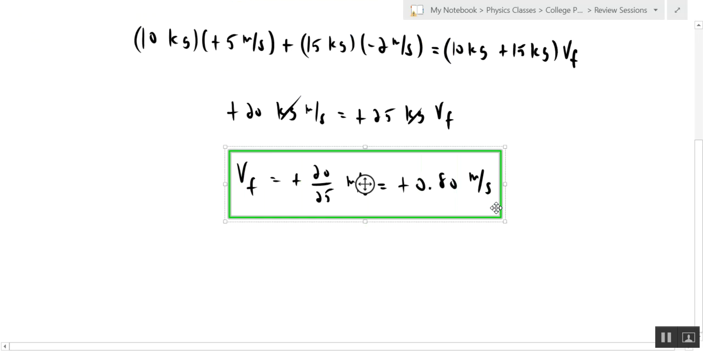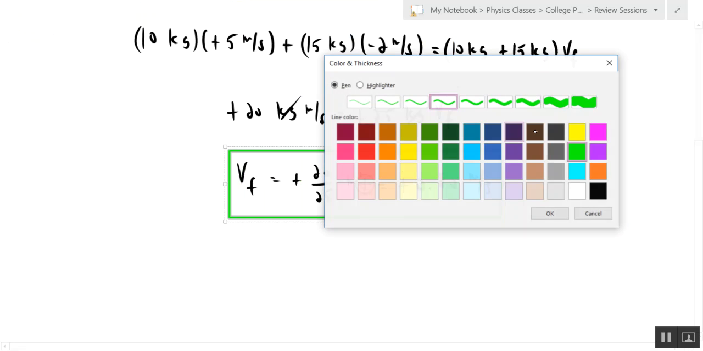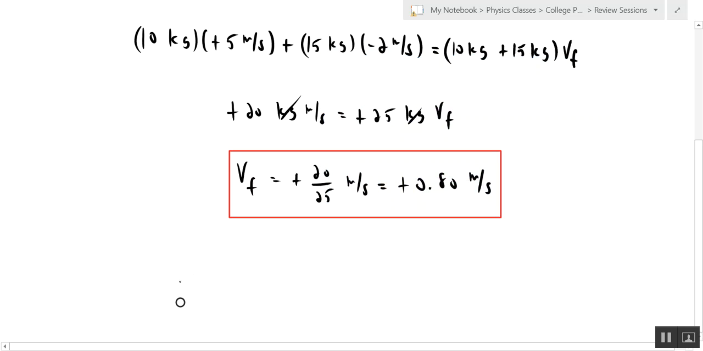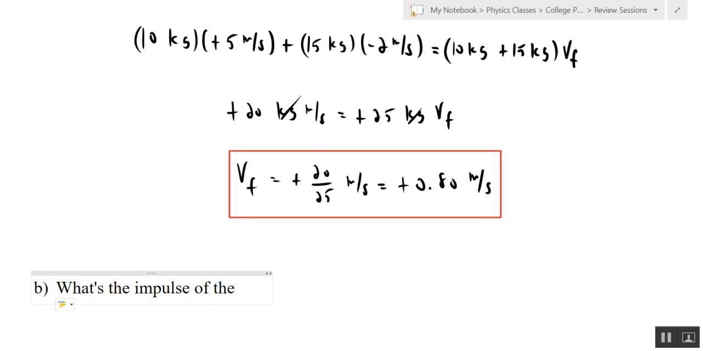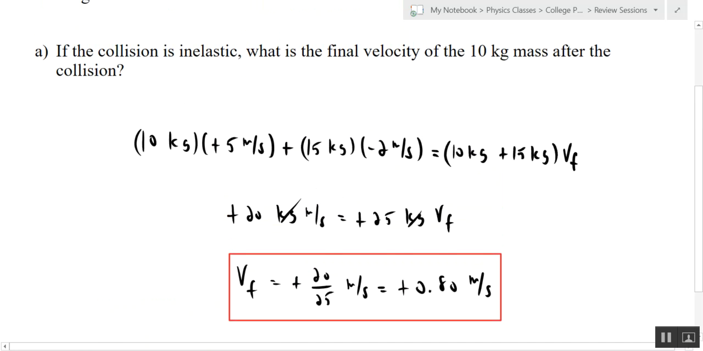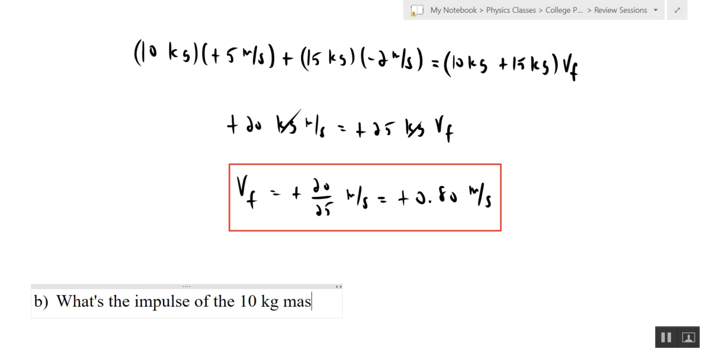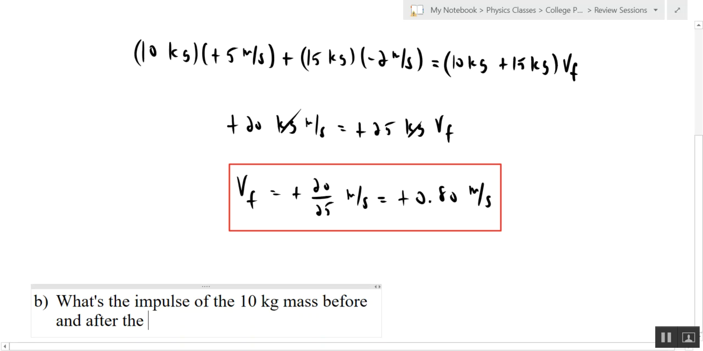All right, so now you wanted something related to impulse, which isn't that big of a deal, but we can do it. Okay, so what's the impulse of the 10 kilogram mass before and after the collision?